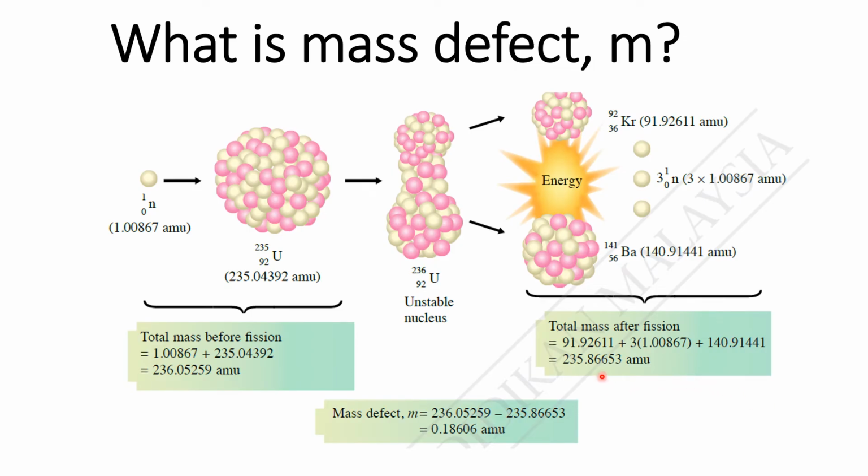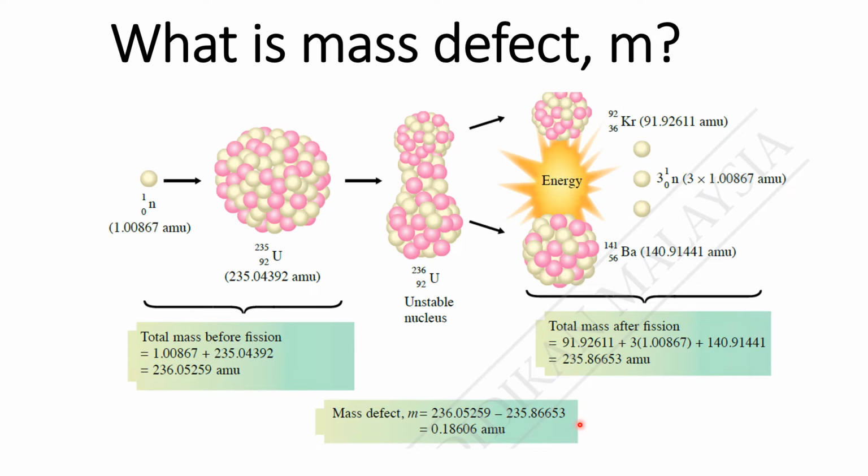Okay, so let's come back to this slide. The total mass before nuclear fission is 236.05259 AMU. And then the total mass after fission is 235.86653 AMU. Now, the difference in the mass is the mass defect, and this is 0.18606 AMU for this reaction. Now, where does the mass go to? The mass has been converted into energy.